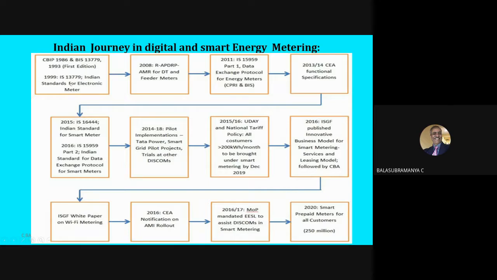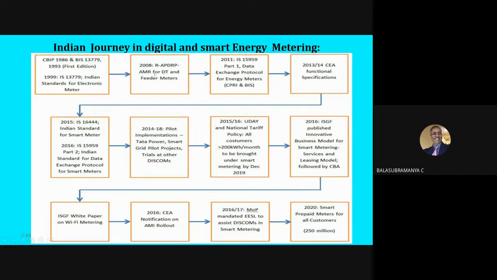As you can see, first, the Central Board of Irrigation and Power, CBIP, in 1986, derived what we call the first edition of the specification. In 1999, IS 13779 was formulated. And then we started in 2008. For your information, I was associated with and contributed to CBIP 1986, BIS 13779, and the BIS 13779 1999 modification. That contribution was done before I was in DHEL.